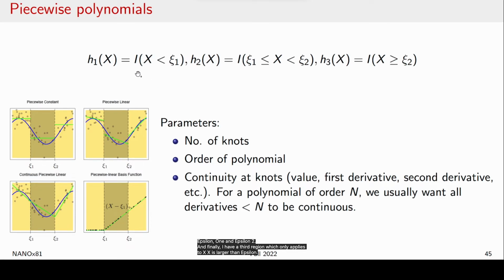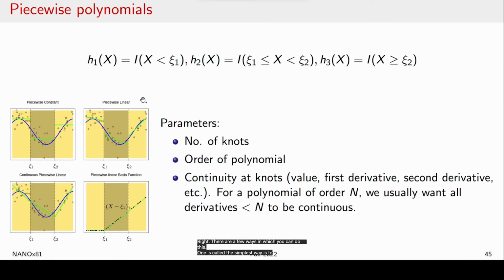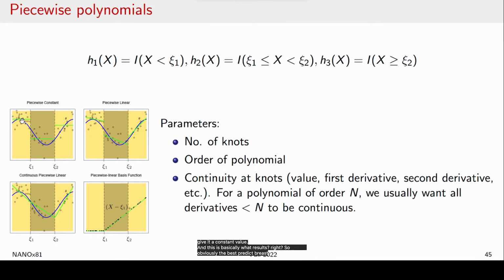And then you have to decide what should be the value in each of these regions, right? Now, there are a few ways in which you can do this. The simplest way is to do a piecewise constant, right? All this means is that if x happens to be less than epsilon 1, I'm going to just give it a constant value. And this is basically what results, right? So obviously the best constant value predictor for this region will just be the average of that region, right? So then the green lines basically give me my prediction for such a fitting, right?